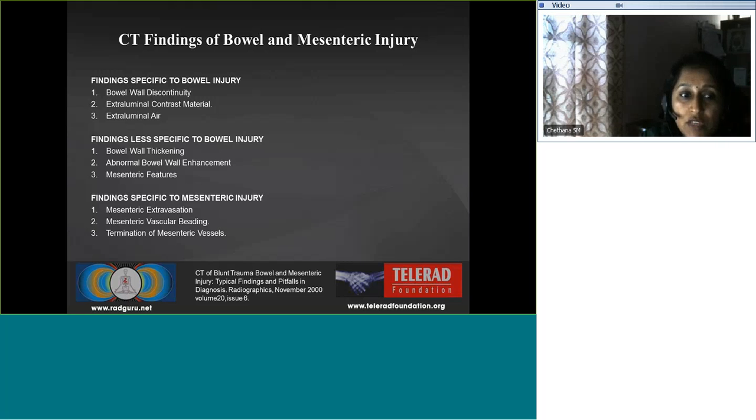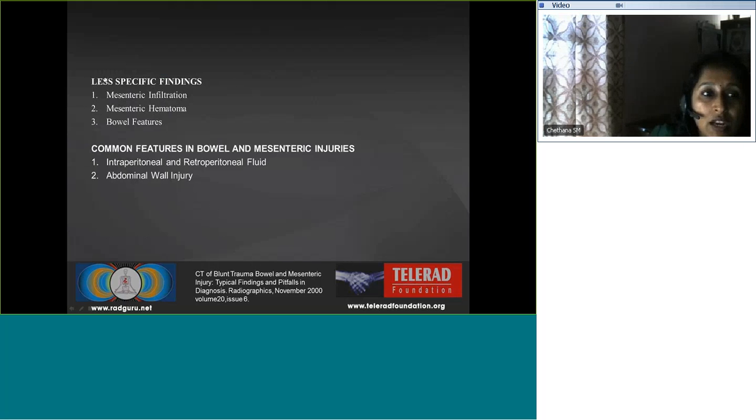Findings which are very specific to mesenteric injury are mesenteric extravasation, mesenteric vascular beading, or abnormal termination or cutoff of a mesenteric vessel. Less specific findings of a mesenteric injury are mesenteric infiltration, mesenteric hematoma, and bowel findings. The common features seen in both conditions, bowel and mesenteric injury, include intraperitoneal and retroperitoneal fluid collection and abdominal wall injury. They can be present in both.